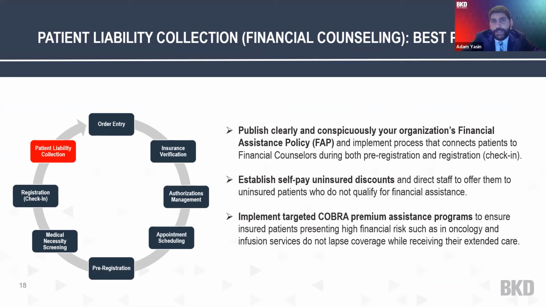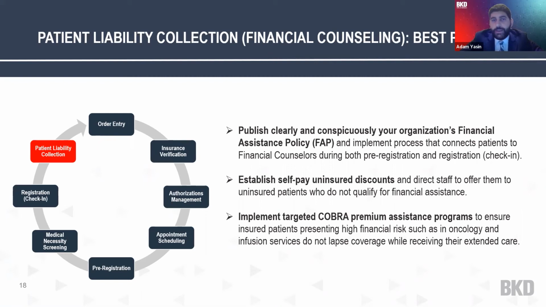I think through experience, patient liability professionals understand that patients are not very forthcoming about their ability to pay. Through a pre-registration process, it sort of forces a conversation. And so for the hospital setting, that's mutually beneficial. The organization is presented with high financial risk for taking on the case. And of course, the patient may or may not be able to pay for it.